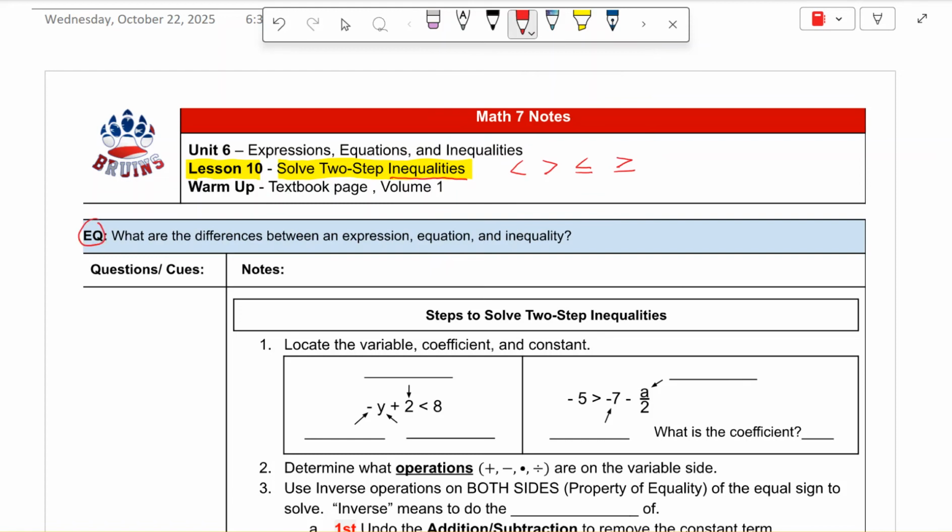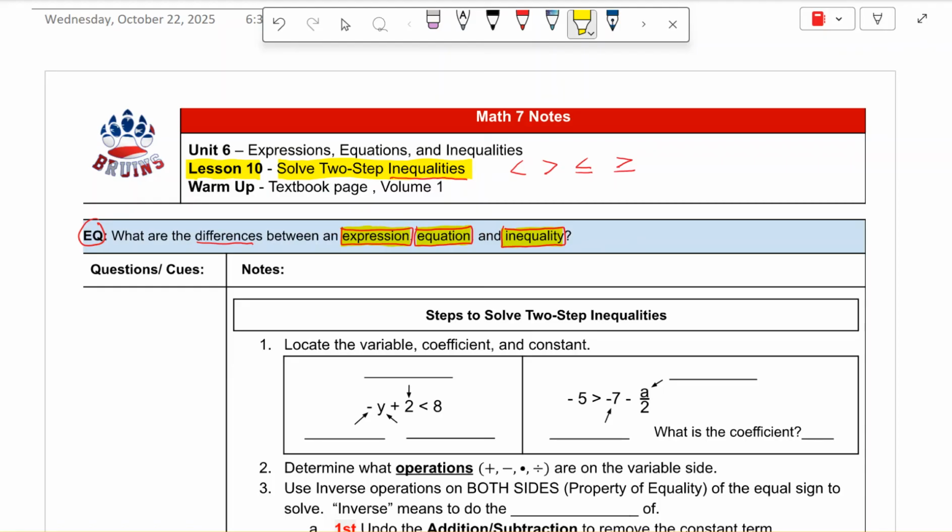Okay, the essential question. What are the differences between an expression, an equation, and an inequality? There are differences between these three things. So you have to know what they are for your Friday summary, and we will be highlighting some of those differences, possibly in this lesson. But you're going to have to look back at previous lessons for what is an expression, what is an equation, and what is an inequality to know the differences of those three items.